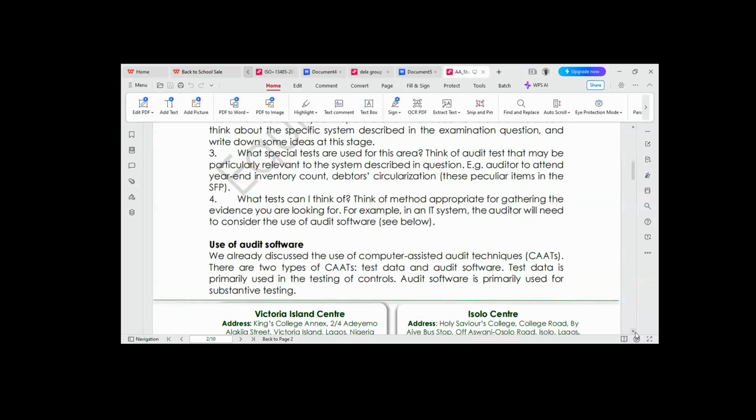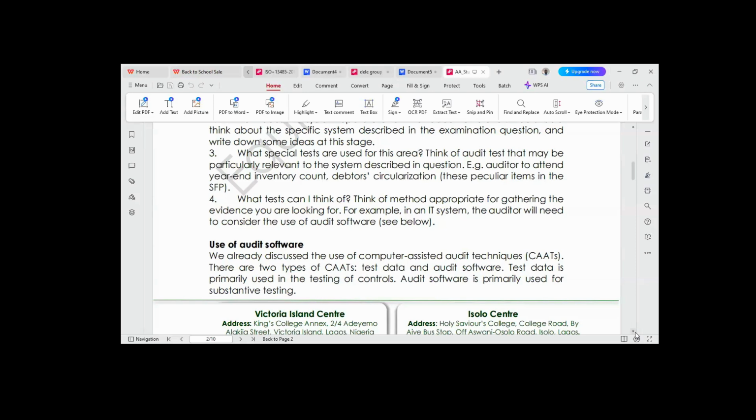Now, these CATs, what do they mean? These are methods of obtaining evidence. CATs are methods of obtaining evidence or information on the system that can be utilized as audit evidence.